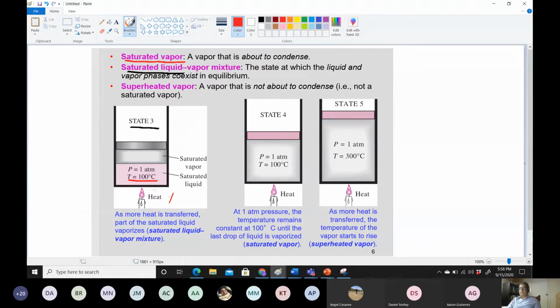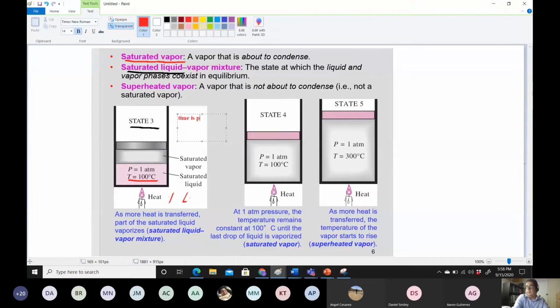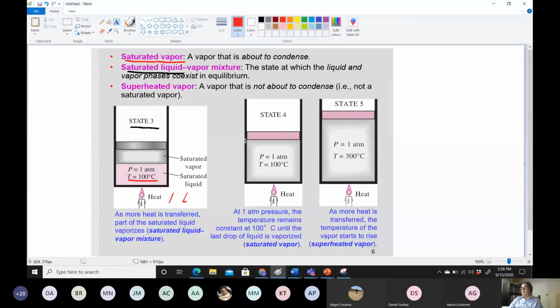Okay, so what's going on? This is just telling you time is passing us by here. Let me type here. So time is proceeding, and now we go to state 4. What's the difference between state 3 and state 4? At state 4, lo and behold, we're still at 100 degrees C and 1 atmosphere. But before I go, let me go back to state 3.